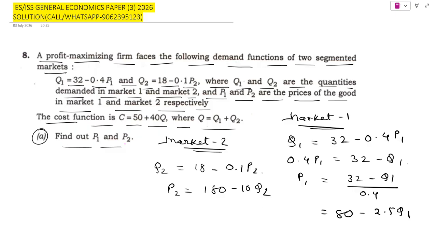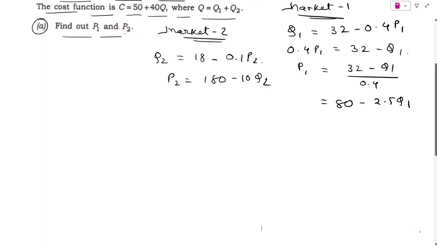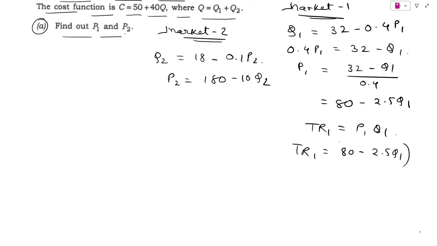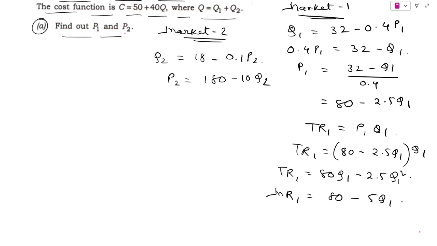Now find the total revenue and the marginal revenue. For market 1, total revenue TR1 is P1 Q1. Now substitute the inverse demand function. TR1 is (80 minus 2.5 Q1) into Q1, so TR1 is 80 Q1 minus 2.5 Q1 square. Now differentiate with respect to Q1. So MR1 will be 80 minus 5 Q1.